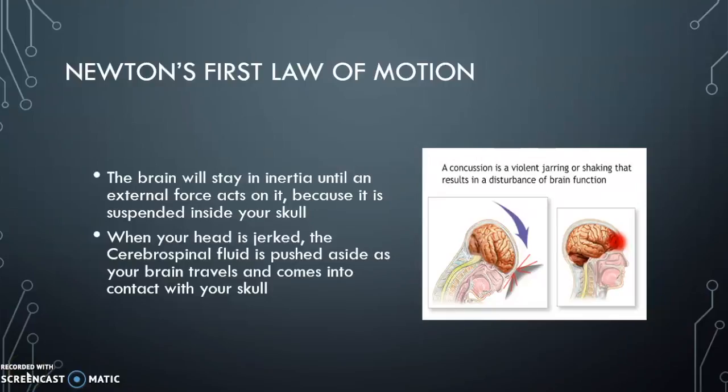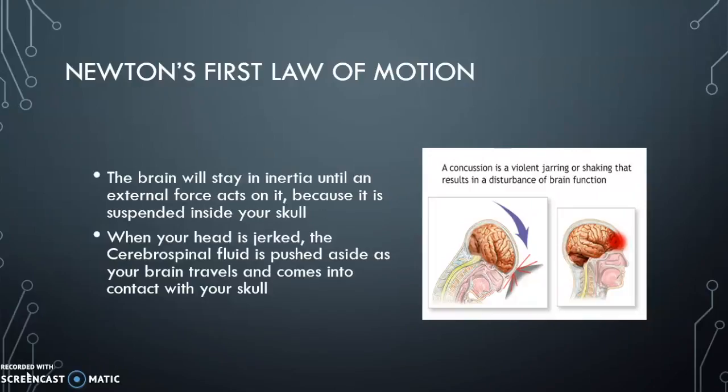Newton's first law of motion. Newton's first law states an object at rest stays at rest, and an object in motion stays in motion with the same speed and in the same direction unless acted upon by an unbalanced force. The brain will stay in inertia until an external force acts on it, because it is suspended inside your skull.